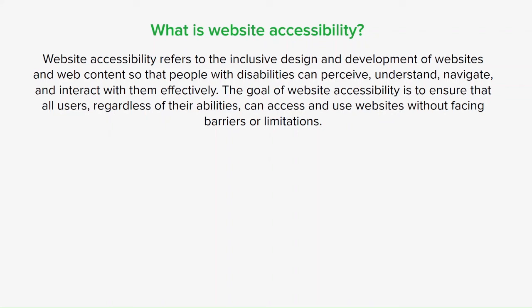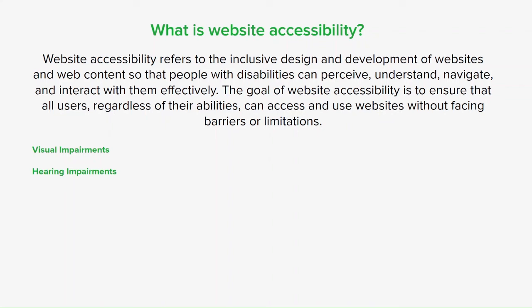When a website is accessible, it accommodates a wide range of disabilities, including visual, auditory, motor, and cognitive impairments. Some examples of disabilities that website accessibility addresses are visual impairments. People who are blind or have low vision may use screen readers or other assistive technologies to navigate the website. Website accessibility ensures that all information is presented in a way that can be understood audibly or through alternative formats like Braille.